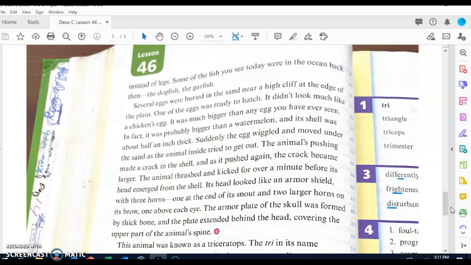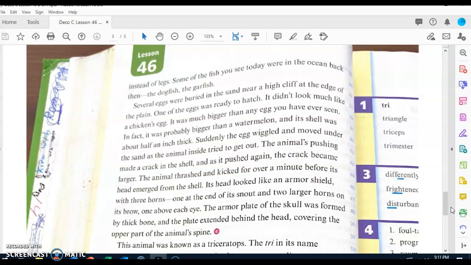Several eggs were buried in the sand near a high cliff at the edge of the plain. One of the eggs was ready to hatch. It looked much like a chicken's egg, but it was much bigger than any egg you have ever seen. In fact, it was probably bigger than a watermelon, and its shell was about half an inch thick.